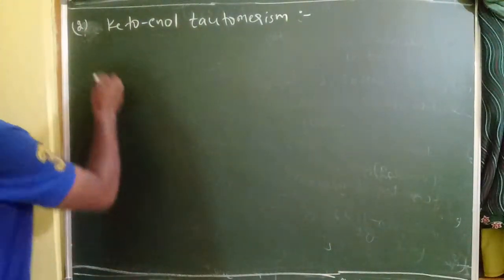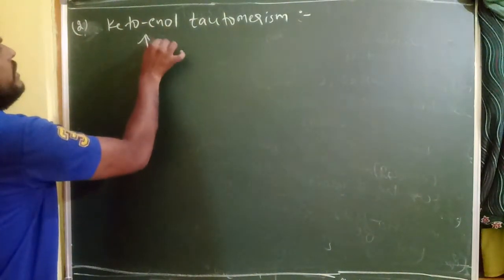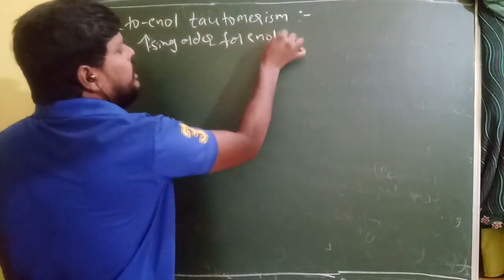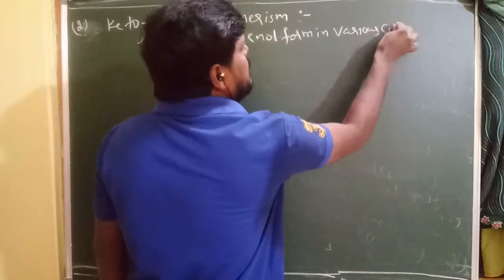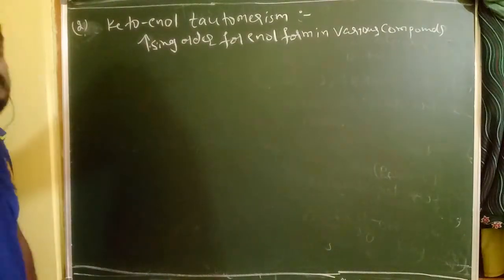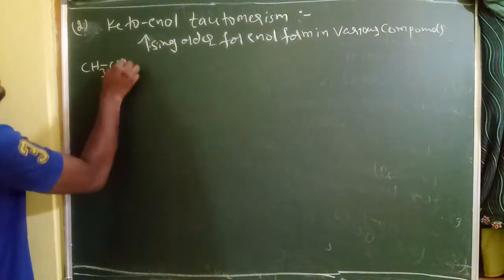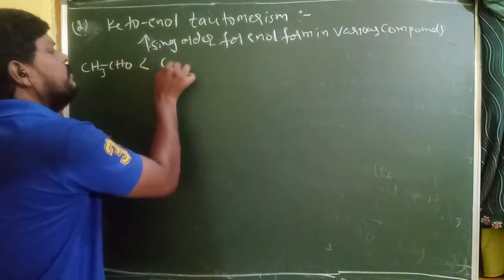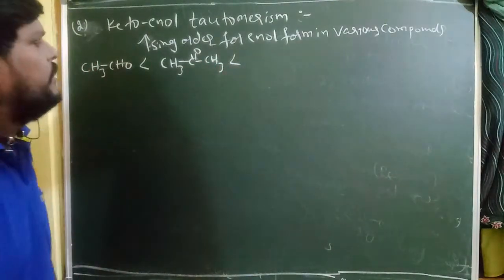First of all, the increasing order for enol form in various compounds. First, simple aldehydes. The simple aldehyde, of course, is only one, that is acetaldehyde. Then simple ketone, CH3 C double bond O CH3. Yes, this is a simple ketone.